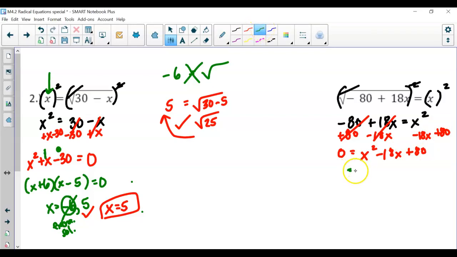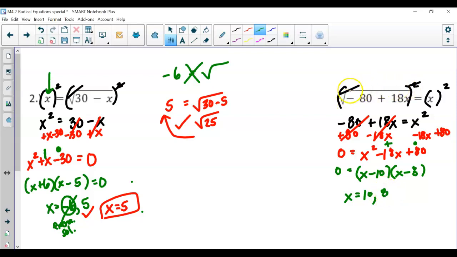Now we can go through and solve by factoring because x squared here has that coefficient of 1 by itself. So here, what numbers multiply to get 80 and add to get negative 18? So both signs are a negative because that's how you're going to multiply to get the positive. And you should have gotten 10 and 8, which means x is equal to positive 10 and positive 8.